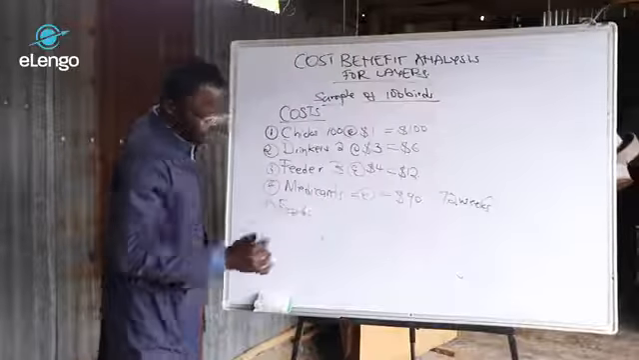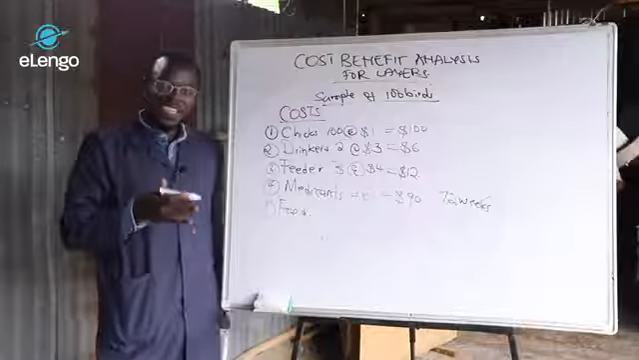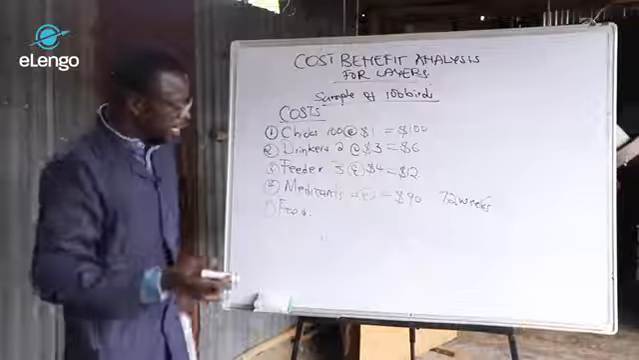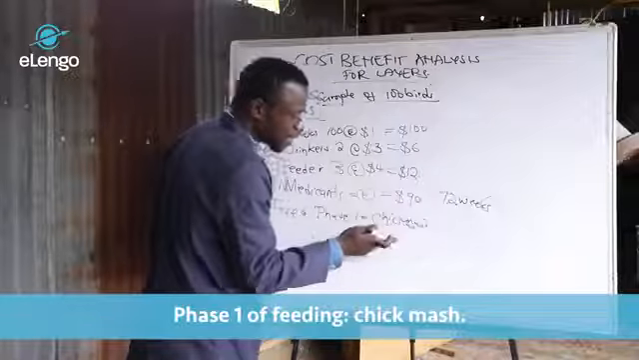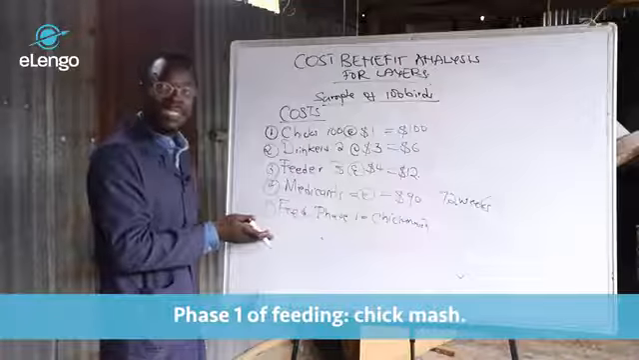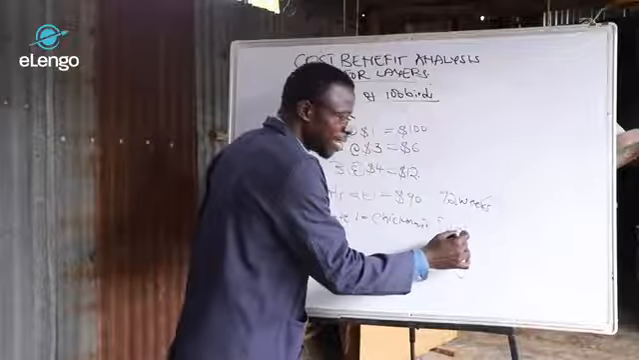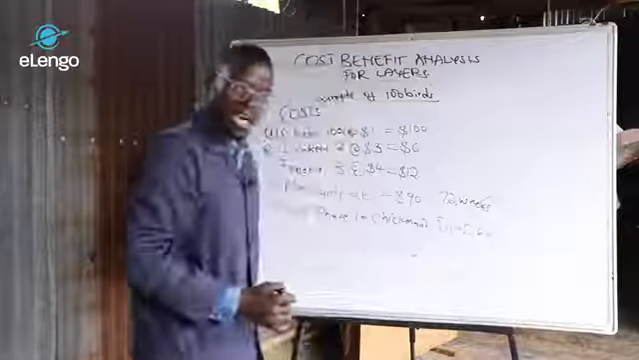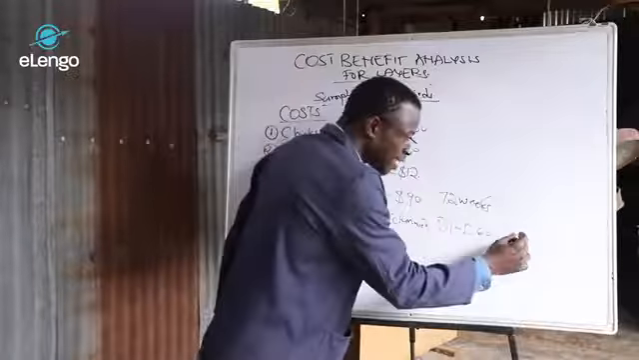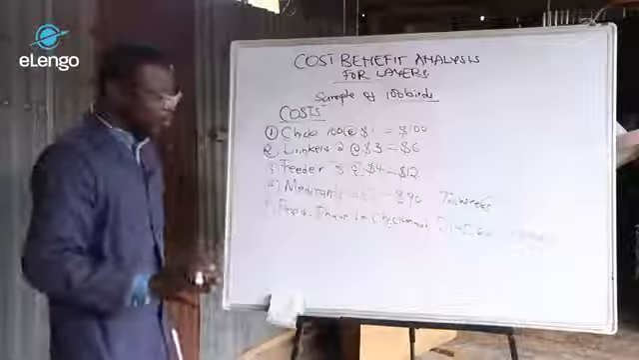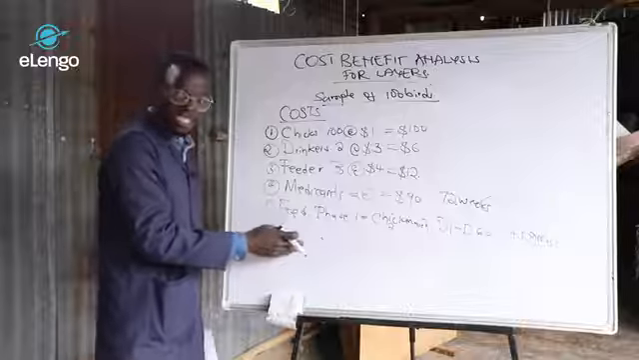When we talk of feed, feed for layers is given in phases. Therefore, phase 1 is chick mash. This feed is consumed for a period of 60 days, so that is from day 1 up to day 60. On average, one chick is supposed to consume 45 grams. Therefore, we need to understand the cost that we shall incur in buying chick mash.